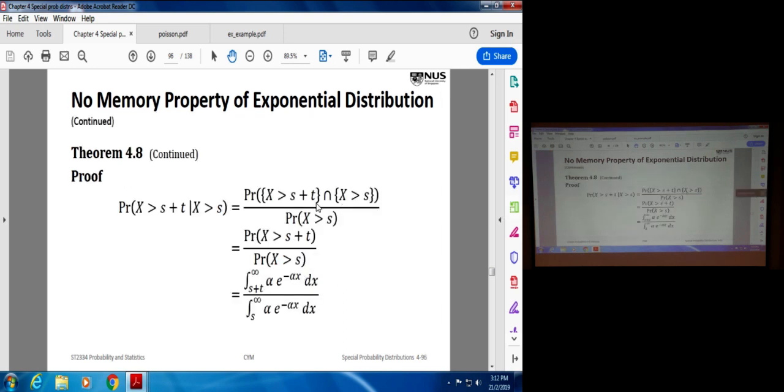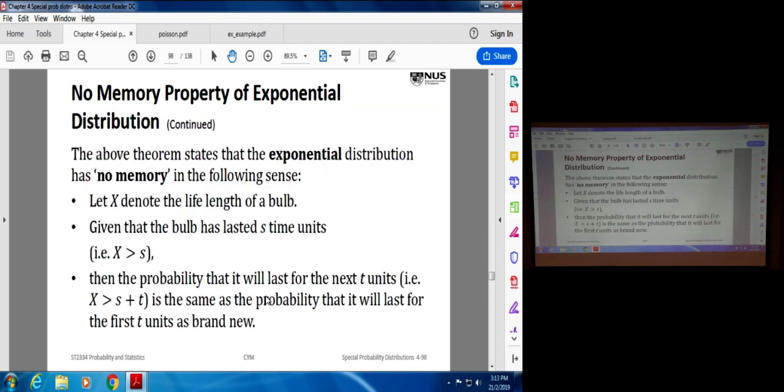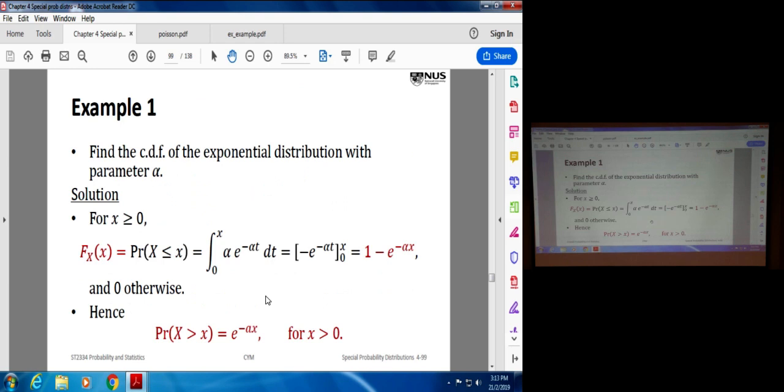One is that this intersection is just equal to the probability of this. The probability of this intersection is equal to the probability of this, and you just use the exponential PDF in this calculation. Okay? And that's it. And this is the interpretation.